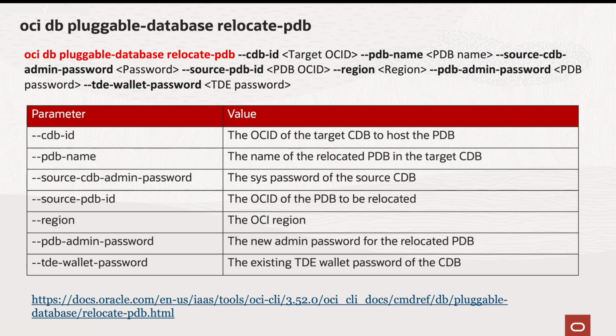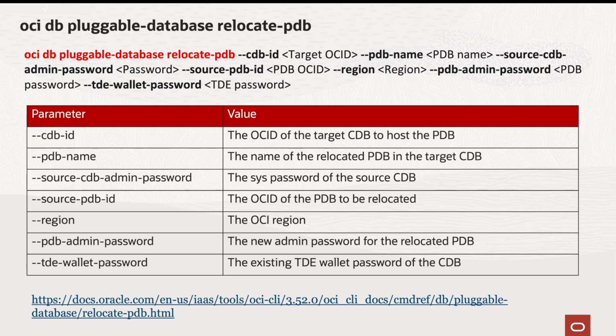So we can see that we're calling OCI with the DB command, so obviously it's the database service we're working on, and we're going to use the submenu pluggable database because we're going to be operating on a pluggable database, and the command we're going to issue is the relocate-pdb. If we look at the parameters that we've passed in, we're passing in the CDB ID, so this is the OCID of the target container database that we want to relocate the pluggable database to.